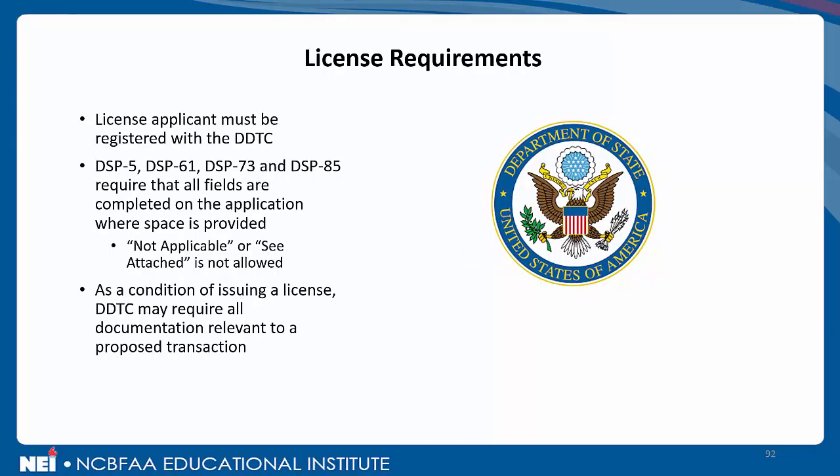We're going to talk now about license requirements. We've mentioned a few of them already, but as you've noted now, we like to reiterate and drive points home. So the first thing you'll note, license applicant must be registered with the DDTC. We went through that in previous sections, so that is a prerequisite. The DSP-5, DSP-61, DSP-73, and DSP-85 require that all fields are completed on the application where space is provided. You'll note in our sub-bullet point that things like not applicable or see attached just aren't allowed.